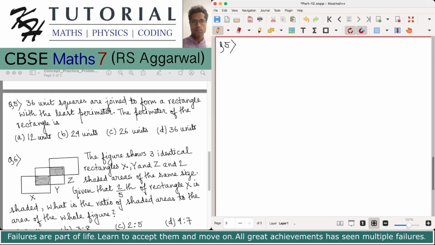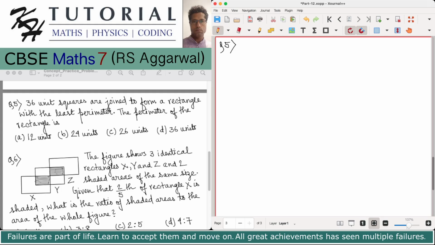Now, when 36 unit squares are joined to form a rectangle, the one thing that will remain the same is the area. The area of the 36 unit squares is 36 square units. So the area of the rectangle will also be 36 square units, and we have to find the dimensions so that its perimeter is least.